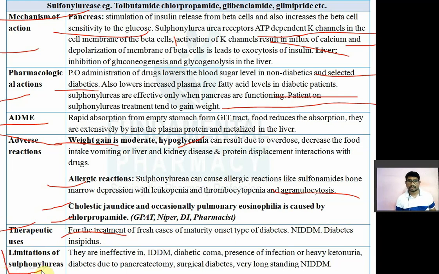So what are the limitations of this category? They are ineffective in insulin dependent diabetes mellitus, diabetic coma, presence of infection, heavy ketonuria. So they cannot be used. So type 1 diabetes mein ye ineffective hai, kyunki type 1 mein kya hota hai ki there is a destruction of beta cells of pancreas. These drugs act by releasing insulin. So if there are no beta cells, how can they release insulin? They are ineffective in diabetic coma, in presence of infection, heavy ketonuria, diabetes due to pancreatectomy, surgical diabetes or very long standing diabetes. So these are the limitations of sulfonylureas.